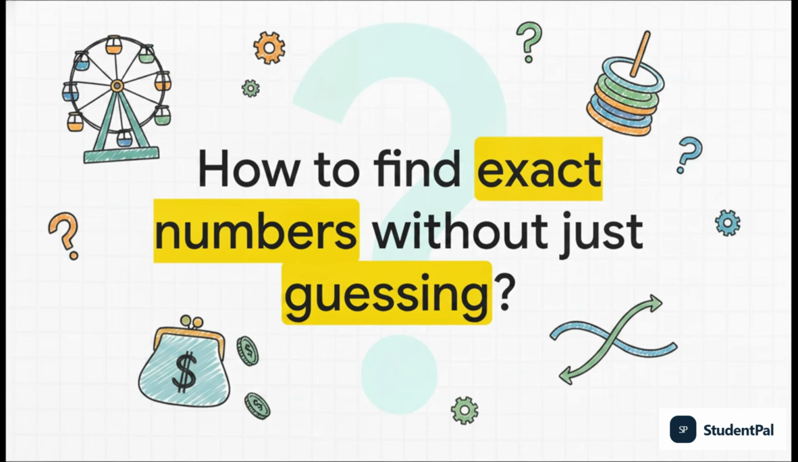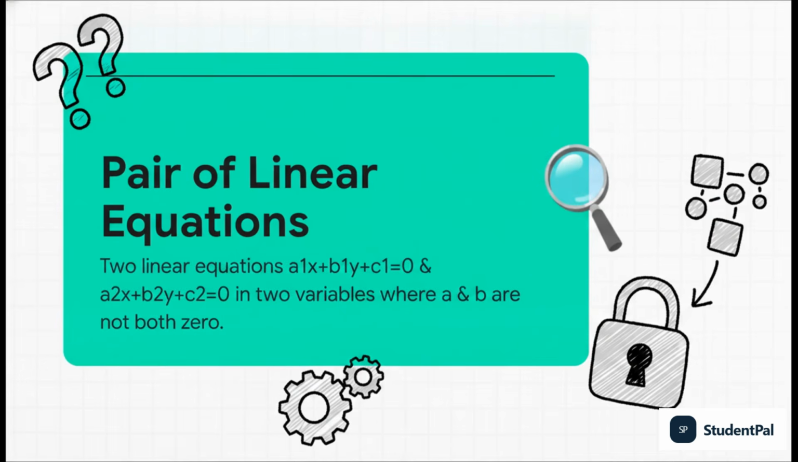So, if we say the rides are X and hoopla is Y, that first clue translates to Y equals 1/2 X. The second clue becomes 3X plus 4Y equals 20. But here's the big question. How do we find the exact values of X and Y without just sitting there randomly guessing numbers all day? Well, what we just created for Akila is officially called a pair of linear equations in two variables.